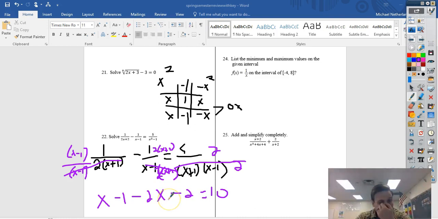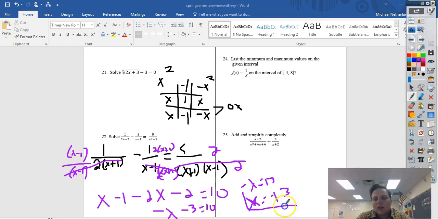So now I need to solve for x. x minus 2x is negative x. Negative 1 minus 2 is negative 3, equal to 10. Add 3, that gives you 13. So negative x is equal to 13. Divide both sides by negative 1. So x equals negative 13. So bam. x is equal to negative 13. Alright, there you go. Next problem.